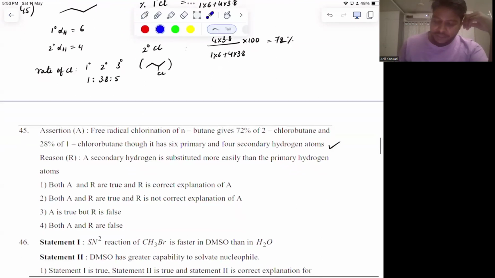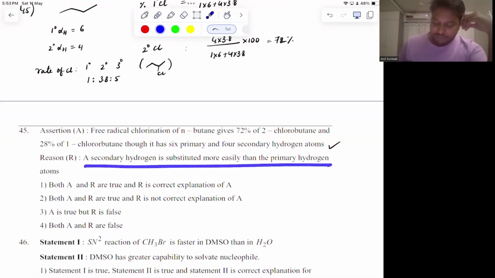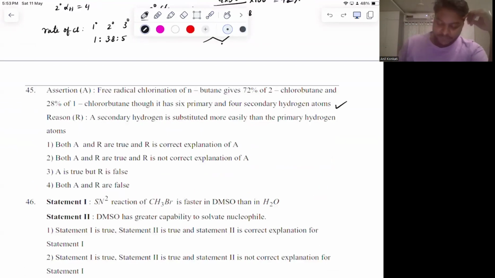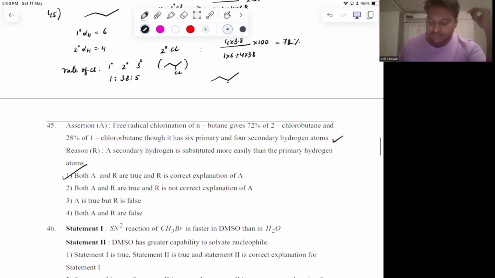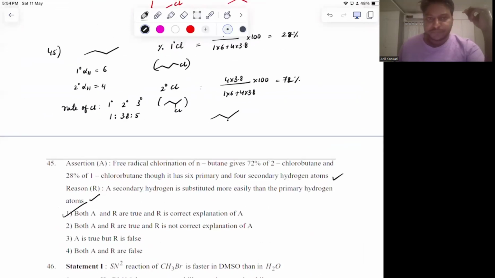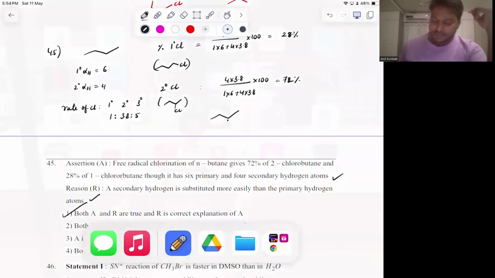The second statement is that a secondary hydrogen is substituted more easily than primary. Well, because the secondary radical is a more stable radical as compared to a 1 degree radical. So we can say that both the explanations are correct here. So reason and assertion are okay. Done. Next.